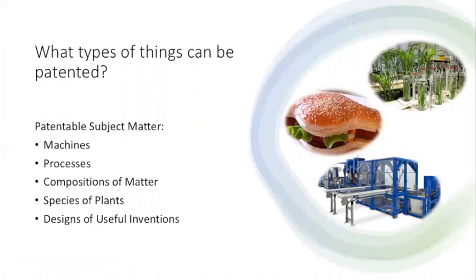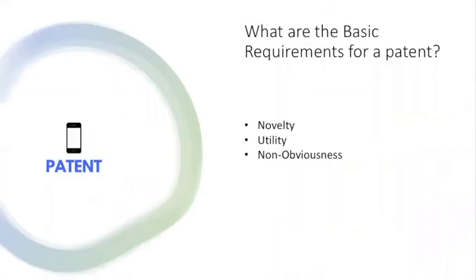So what types of things generally can be patented? There are generally 5 distinct categories of patentable subject matter, which are machines, processes, compositions of matter, newly created species of plants, and designs of useful inventions. In addition to being new and useful, an invention must also be novel, serve a utilitarian purpose, and be non-obvious. Now let's look closer at what each of these mean.